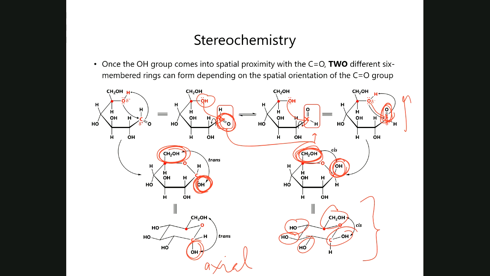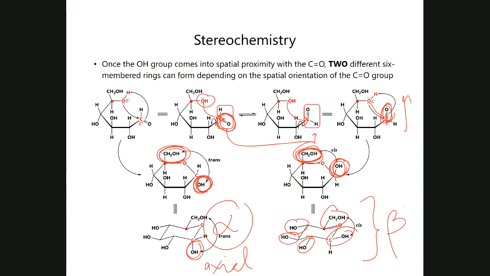So we call this one the alpha version of the ring structure. We call this one the beta version of the ring structure. We're going to define this in more detail in the next chapter. But this is yet another pair of diastereomers of the same compound, which is D-glucose. In its ring form, it can exist in either alpha or beta forms.